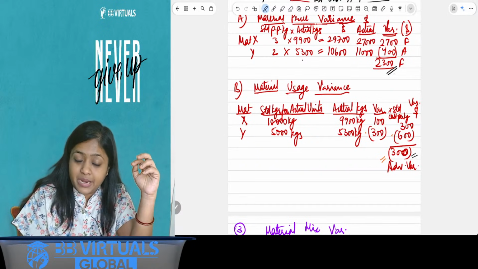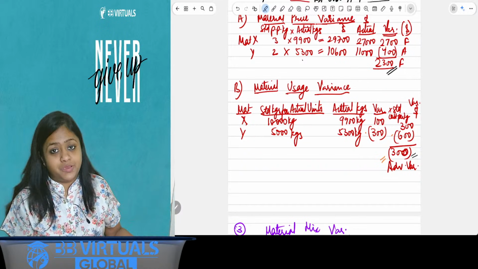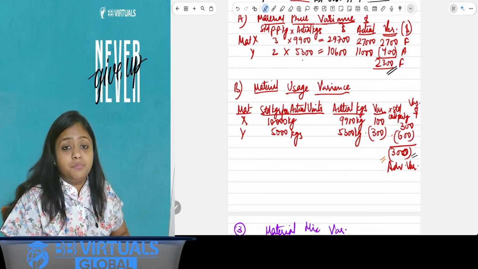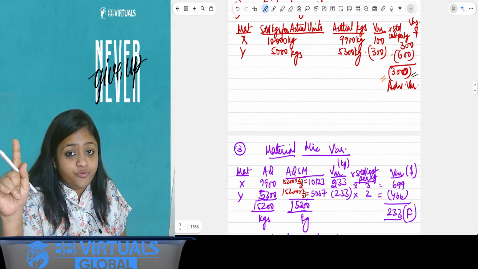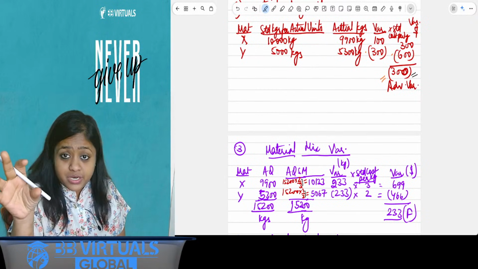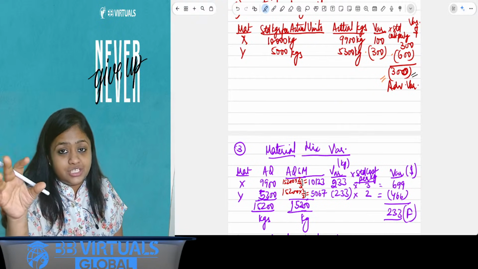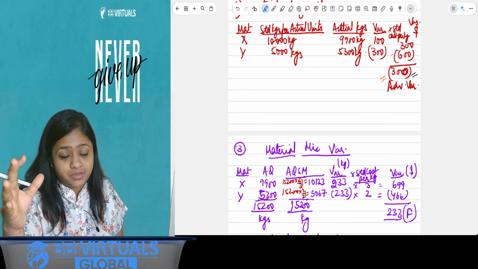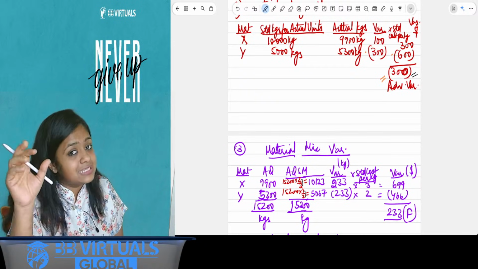Okay, so material price, material usage is clear. Let's go to the material advanced variances. Let's calculate material mix variance. So now you will prepare the table. First, you will have the column for actual units, means actual mix. Standard units as standard kgs in standard mix. Okay, actual kgs in actual mix, actual kgs in standard mix.